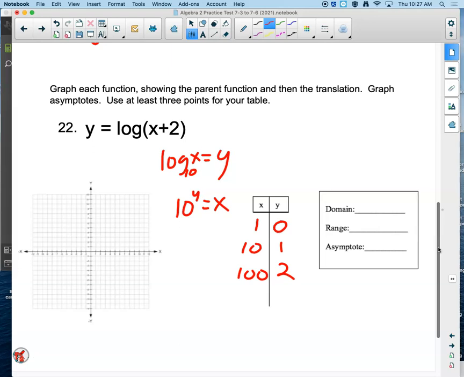Now, this is the parent, and it has an asymptote at the y-axis, but it's going to be dashed or dotted. Actually, I've got 2 little points here. I maybe better put a halfway or something in there so I can know where that's at.